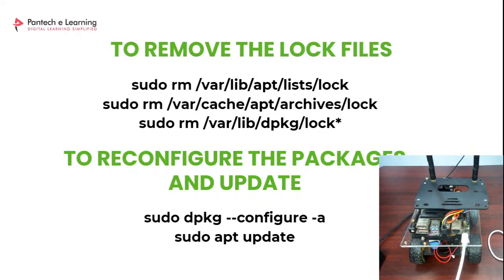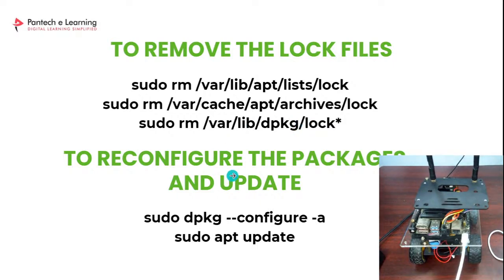Okay, so you kill all the processes that are using the apt package management tool, using this particular command. Then to remove the lock files you can use these three commands: sudo rm and you have to mention this particular path, sudo rm and this path, sudo rm and this path. So this will help you to remove the lock files.